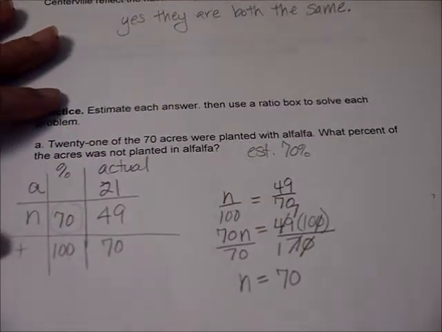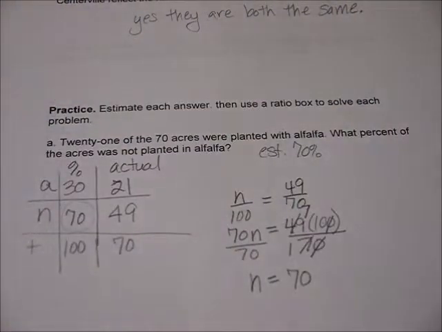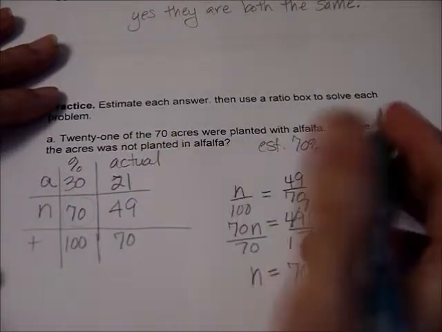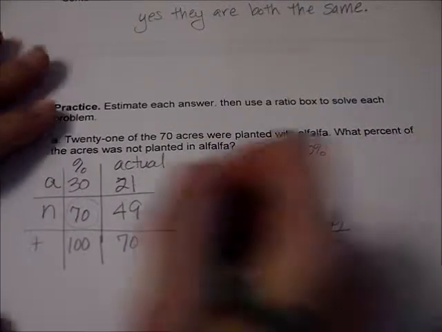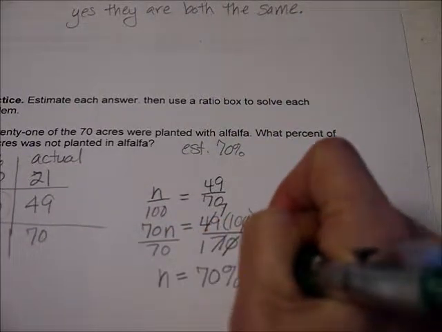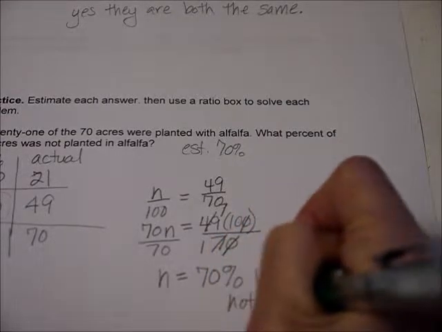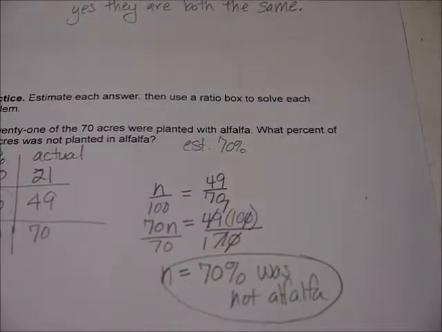Oh, and that's actually exactly what I guessed. And I didn't cheat. Usually I have the book open, but I promise I didn't. And that means 30%. Oh, well, I estimated. Yeah, I estimated correctly. Anyway, sorry. So 70% was not alfalfa. Okay. And on to the next two.